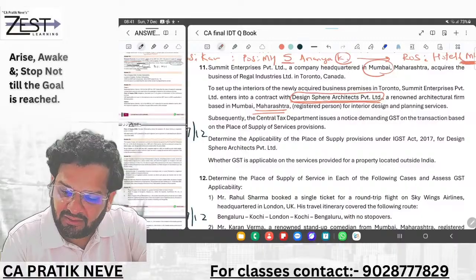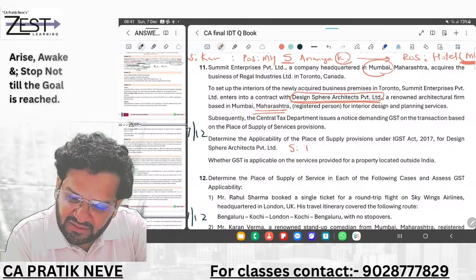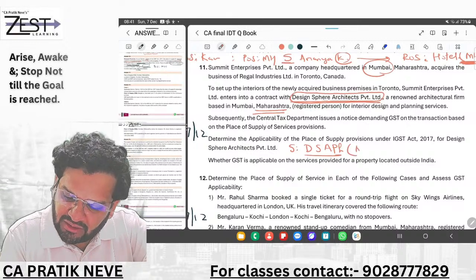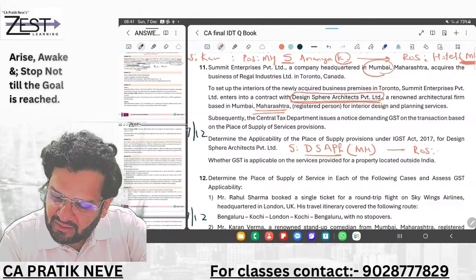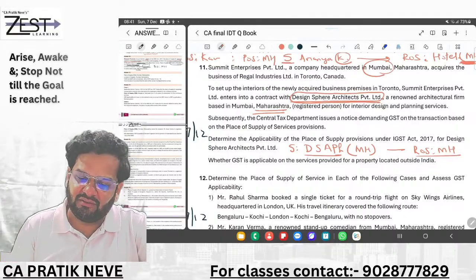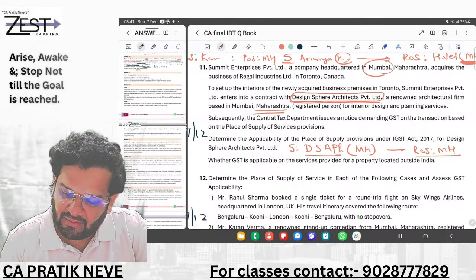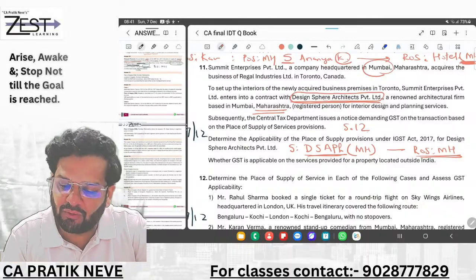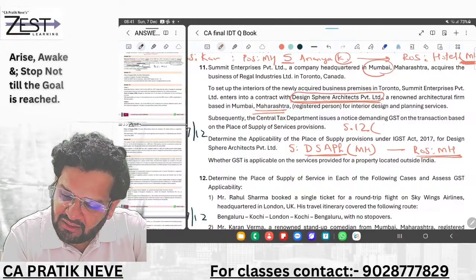So can I say Design Sphere Architects Private Limited is supplier? Supplier is Design Sphere Architects Private Limited. Their location, they are in Maharashtra. And recipient of supply is also in Maharashtra. Friends, LOS Maharashtra, POS Maharashtra. Sorry, LOS Maharashtra, ROS Maharashtra. Hence, we are in section 12 and it is service in relation to an immovable property. So it is again subsection 3.